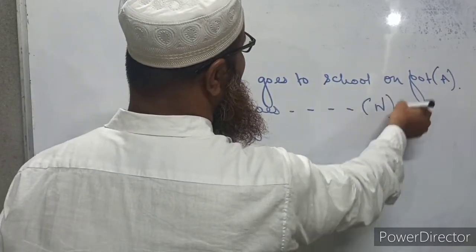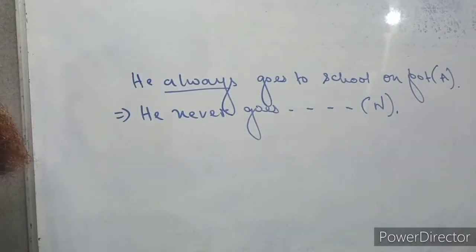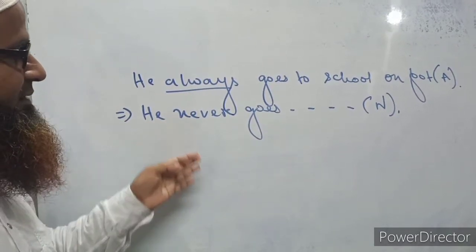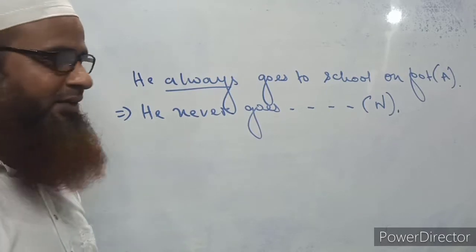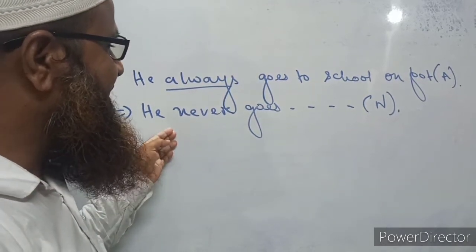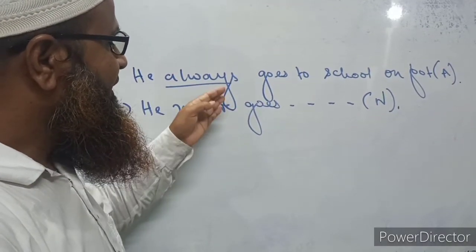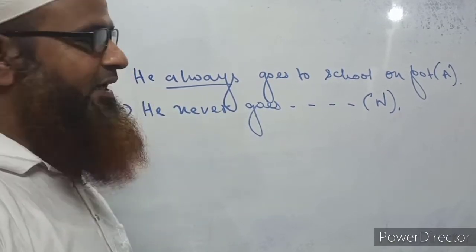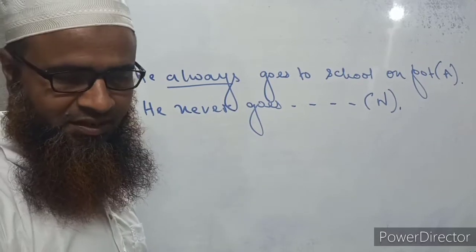So this will be the negative form of this sentence. We should remember, when there is "always" in a sentence, and if we want to make it negative, then we will write "never" in place of "always." Then it will become a negative sentence.